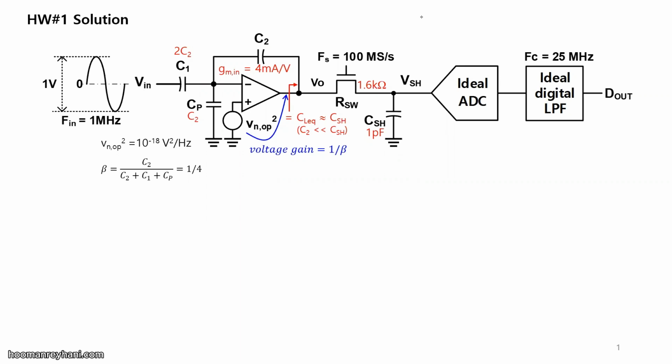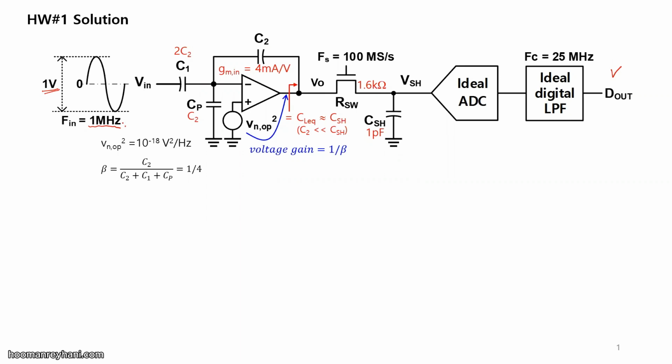This is homework 1 solution session. The problem given is to find SNR at the output of this given AD conversion system. The given input has peak-to-peak 1 volt sinusoidal signal with a frequency of 1 megahertz.